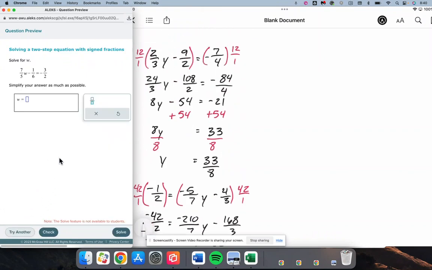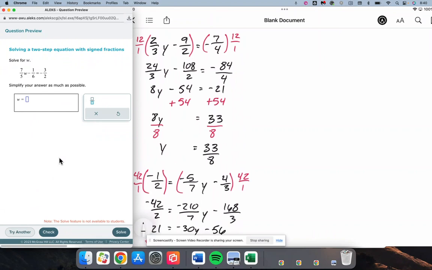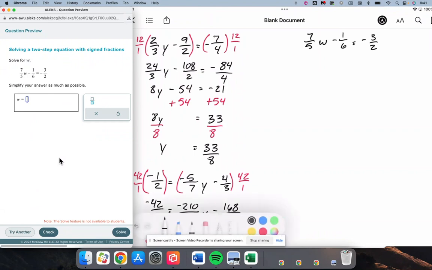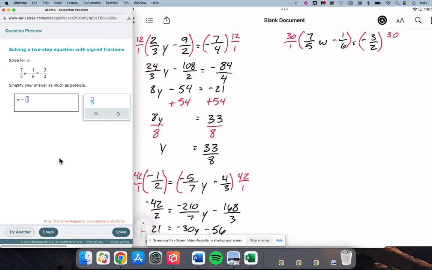Moving on. We'll do a couple more. We have 7 over 5 w minus 1/6 is equal to negative 3 over 2. And again, if I don't see right away that they all go into 30, I could multiply 5 times 6 and get 30, times 2 and get 60. I could use either 30 or 60. I would still come out with the same answer in the end. It doesn't matter what you multiply by, as long as you do it to both sides, and as long as the denominators all divide evenly into that number.